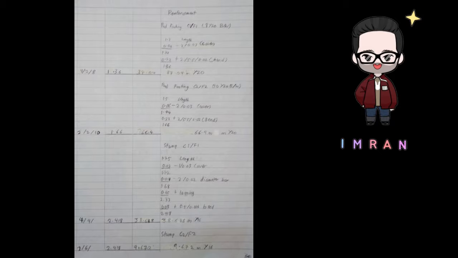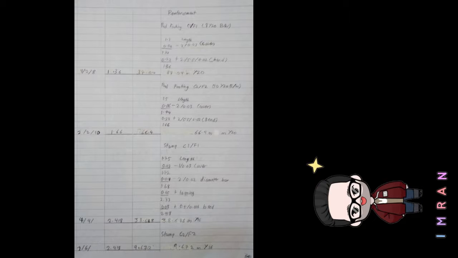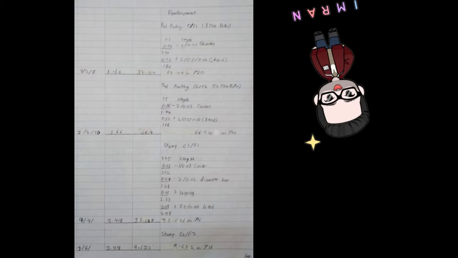First, consider the width of pad footing as the rough length for reinforcement, then minus it with 2 cover and plus with 2 bend in order to determine the length of reinforcement. So the pad footing C1 F1 has 4 structure, both way and 8 number of reinforcement. So we need to times the length of reinforcement with 4 structure and times 2 in the both way and times 8 for the number of reinforcement to get the total length of reinforcement.